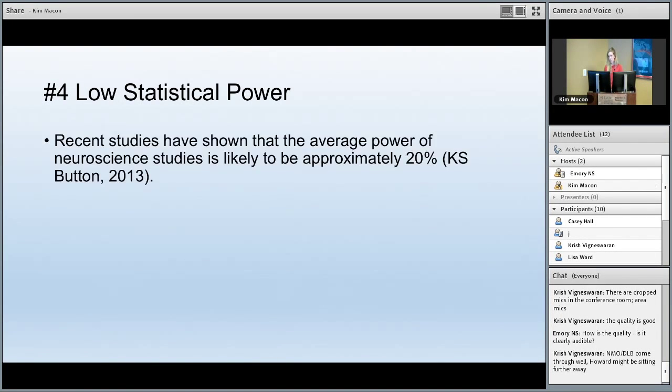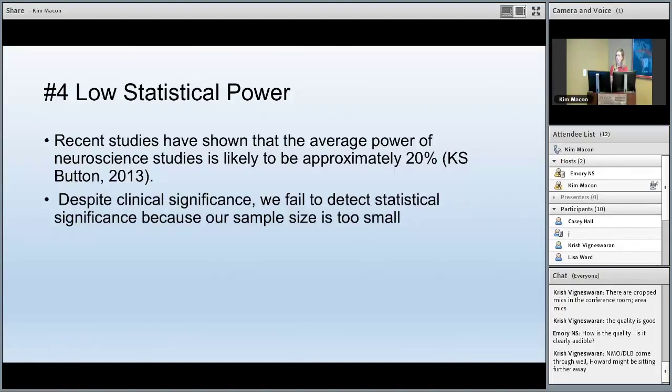Next point, low statistical power. A study by Dr. Button in 2013 found that the average power of neuroscience studies is around 20%. It's pretty low. But despite clinical significance, we fail to detect statistical significance because our sample size is too small.